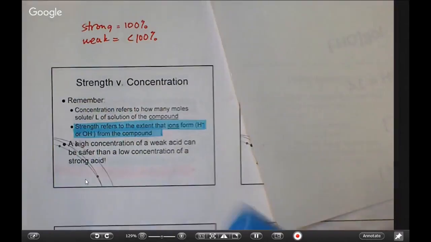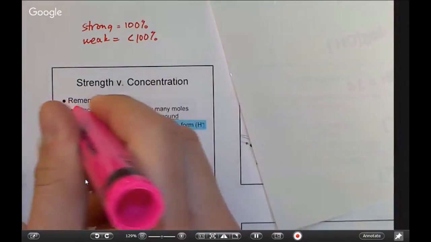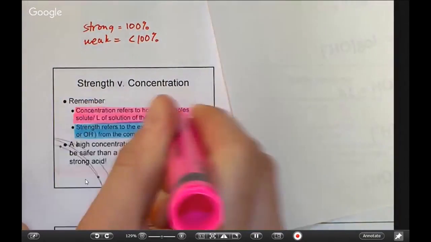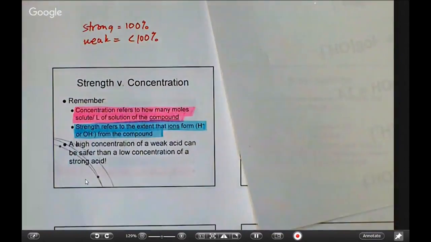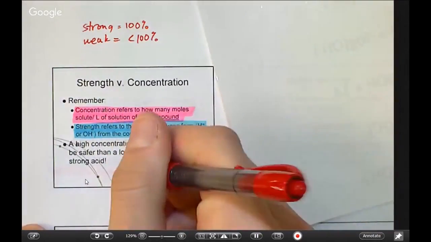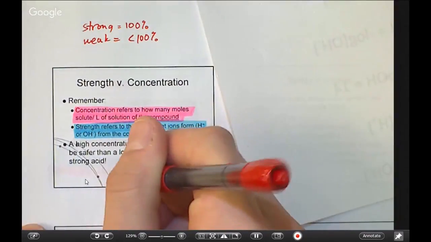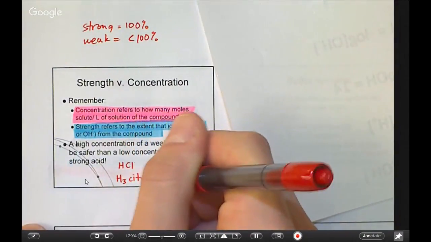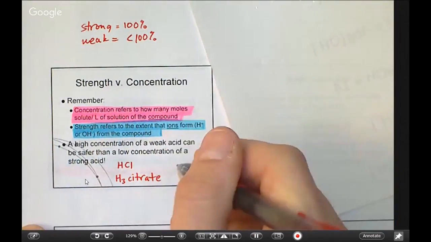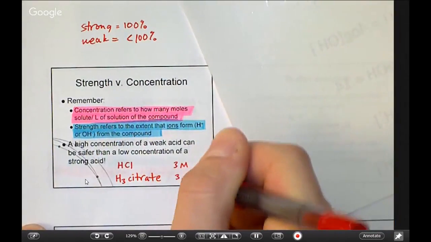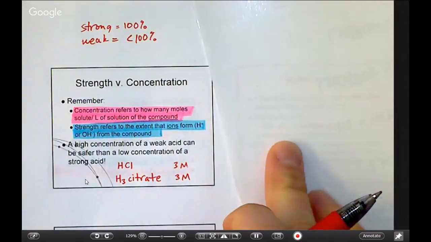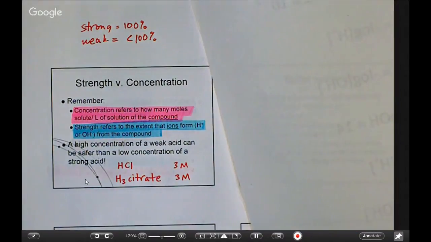Concentration, on the other hand, refers to how many moles of solute there are per liter of solution. So you can have, say, hydrochloric acid and citric acid, and we can have a 3 molar solution of each. Which one is going to be more dangerous to work with? HCl, right? It's a stronger acid. It completely dissociates. Citric acid doesn't.